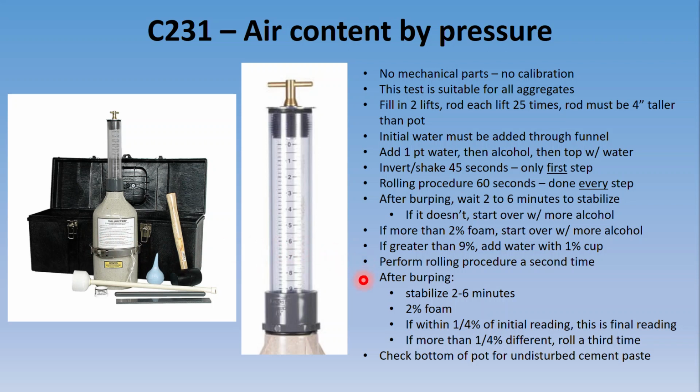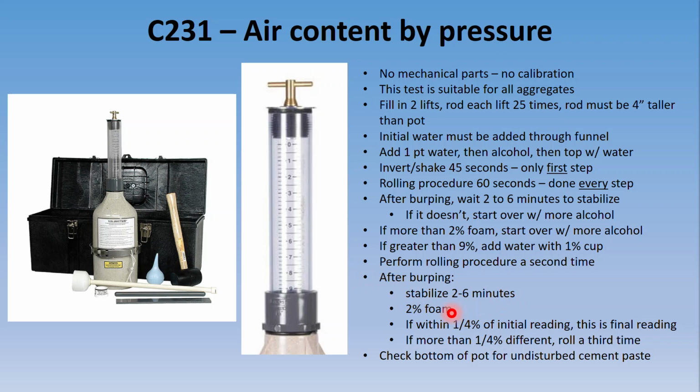And then you're going to go through this process again. Right? You're going to unplug it, and you're going to burp it, and you're going to check for those exact same things. Watch to see if it's going to stabilize within minimum 2 minutes, no more than 6 minutes. If it doesn't, what do you do? Right? This is that standard answer. Start over, add more alcohol. Check your foam. Make sure you don't have more than 2% foam. If you have more than 2% foam, you start over and you add more alcohol.